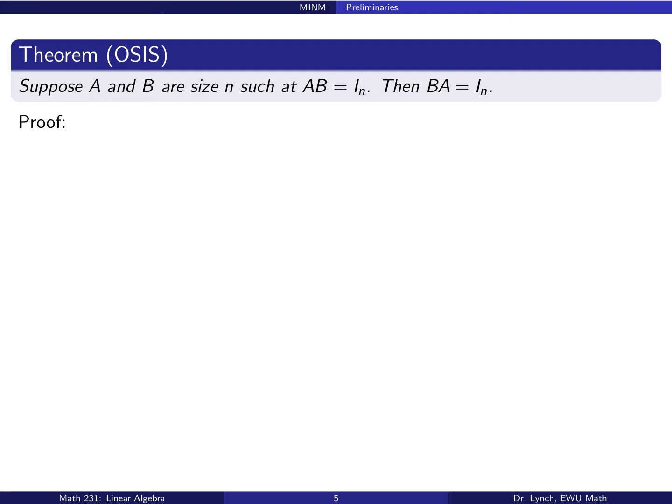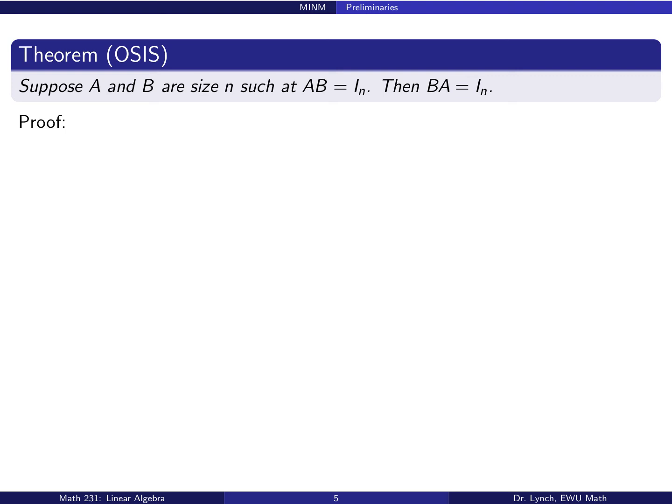This theorem allows us to prove a theorem that we stated last section, namely that if A times B is the identity matrix, then B times A is also the identity matrix. Okay, this is the theorem called one side inverse is sufficient. In other words, we only need to show that multiplication by a matrix on one side is enough to prove that a matrix is the inverse of another matrix.